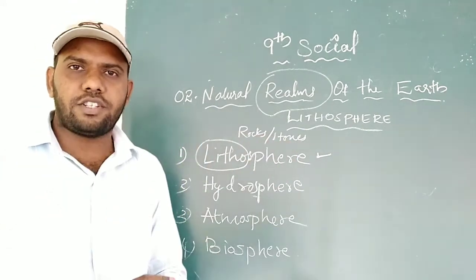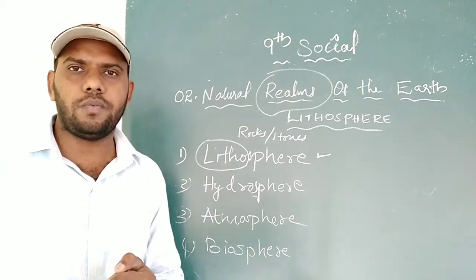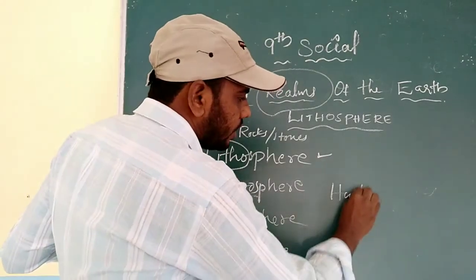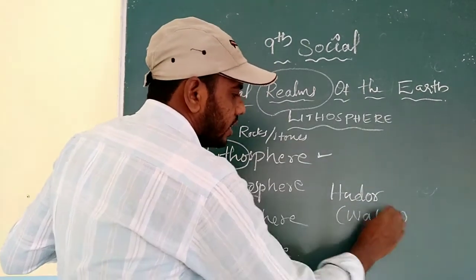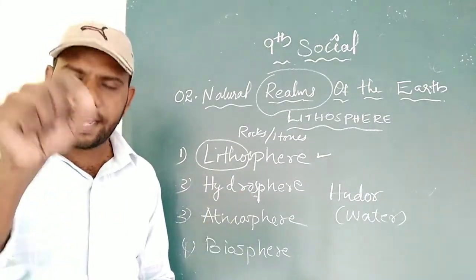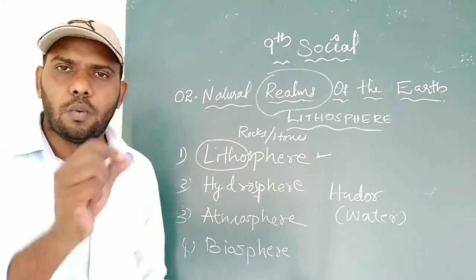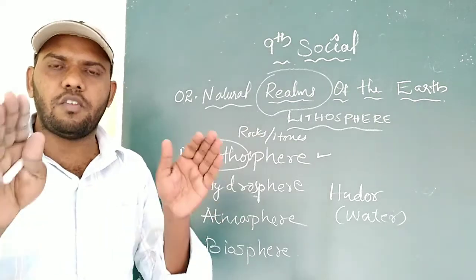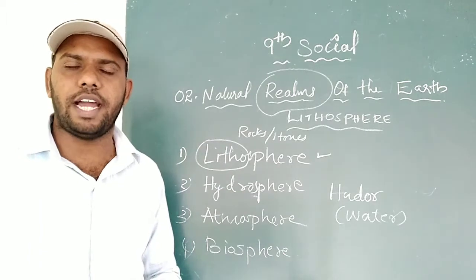Okay, children, our next topic is the hydrosphere. The word hydro is derived from the Greek word huder, which means water. So on our earth's surface, wherever there is availability of water, all together we call it the hydrosphere.